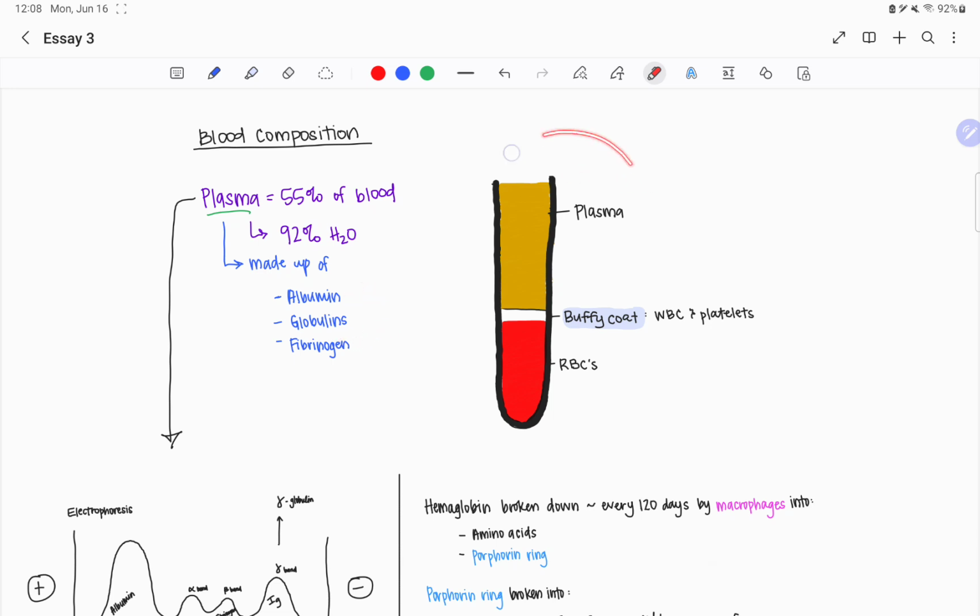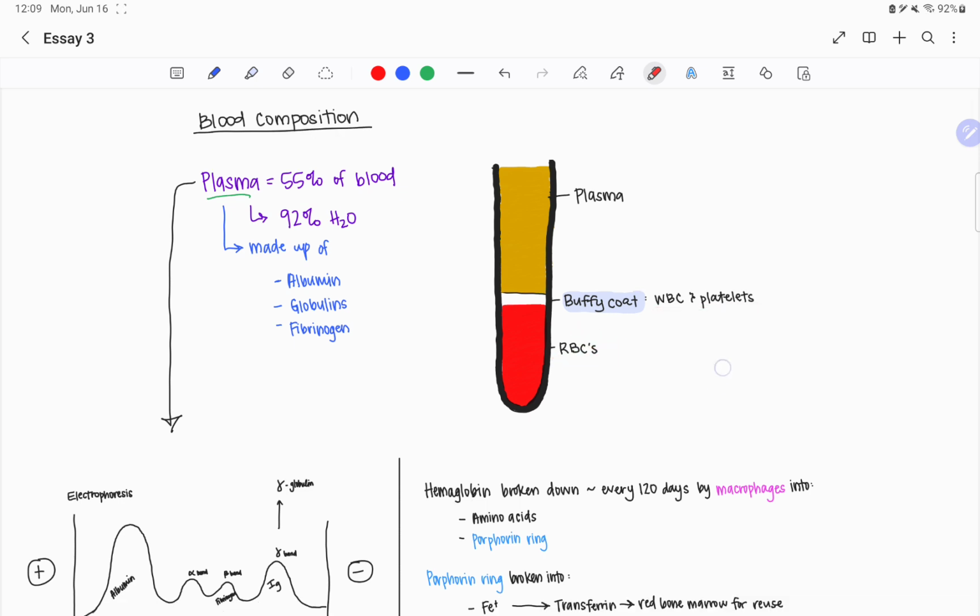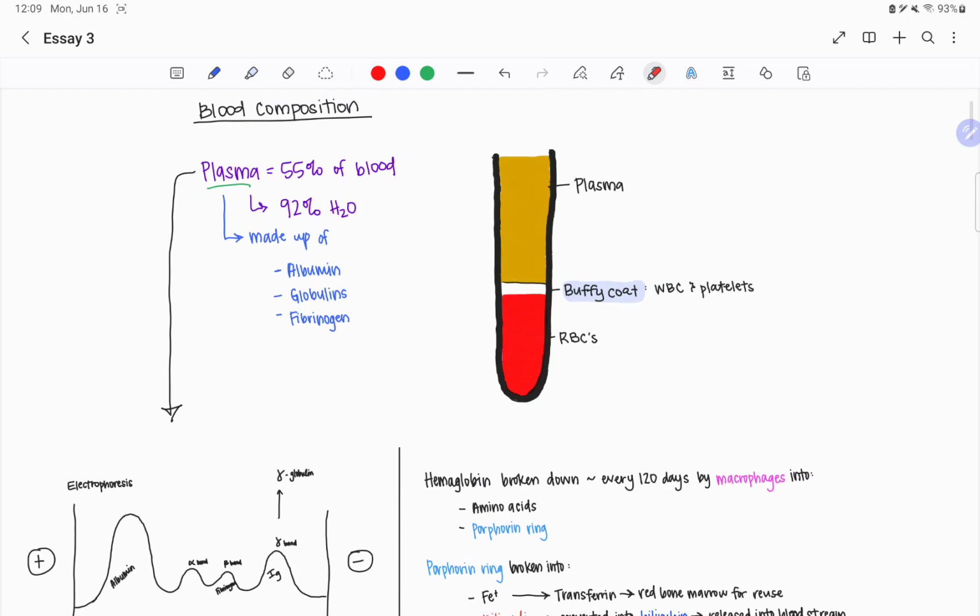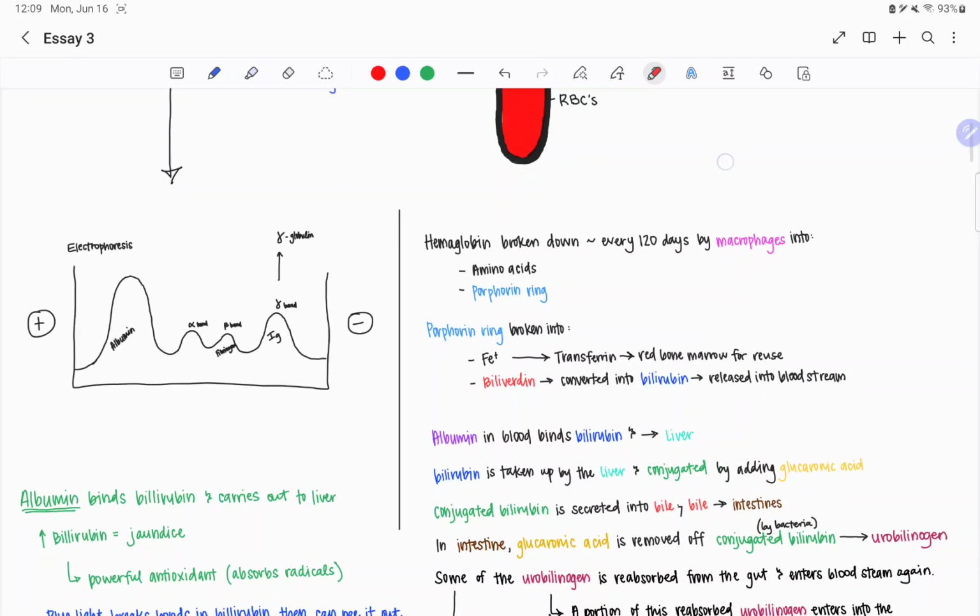Okay, so this is kind of just a picture. So we have plasma, 55%, and then the other 45% is made up of a buffy coat, which is made up of white blood cells and platelets. And then the rest is made up of our red blood cells. So that's kind of the blood composition. We're going to move on.